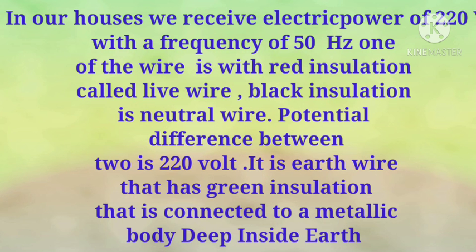In our houses, we receive AC electric power of 220 volts with a frequency of 50 Hz. One of the wires in this supply has red insulation and is called the live wire. The other one has black insulation and is the neutral wire. The potential difference between the two is 220 volts. The third is the earth wire, which has green insulation, and this is connected to a metallic body deep inside the earth.